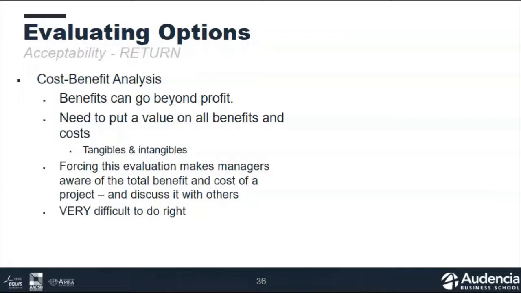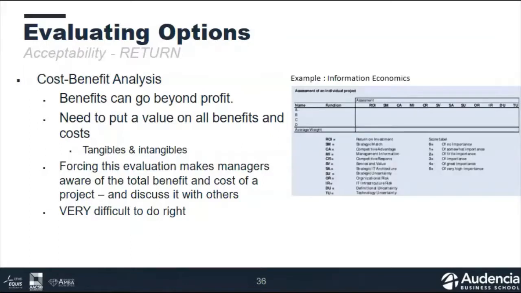One of the tools that you can look at, developed by three professors, Parker, Benson, and Trainer, is a very interesting tool called information economics. They defined specific ways that you can look at a list of potential tangibles and intangibles that will impact your cost-benefit analysis. They've done that pretty well, and it's particularly good for applying to digital transformation investments and projects in organizations.